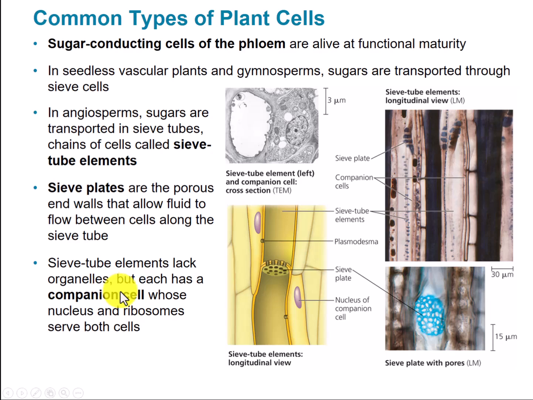The sieve tubes also have companion cells. These are the ones on the outside with the purple nuclei, the nucleus of the companion cell. The sieve elements themselves lack organelles, but they have these companion cells whose nucleus and ribosomes serve both cells. So they keep everybody alive and happy via diffusion. And here you can actually see a photomicrograph of those cells.